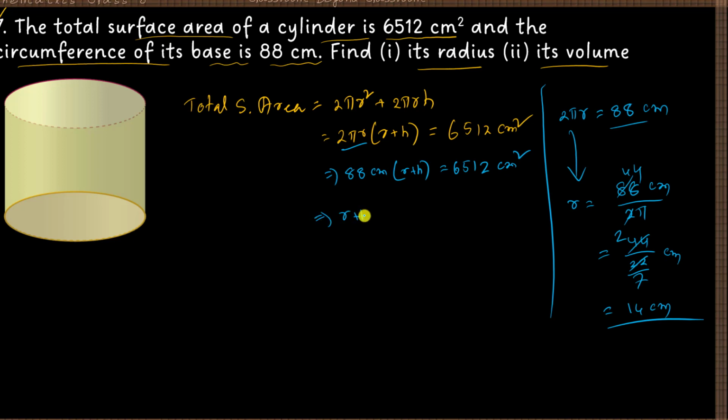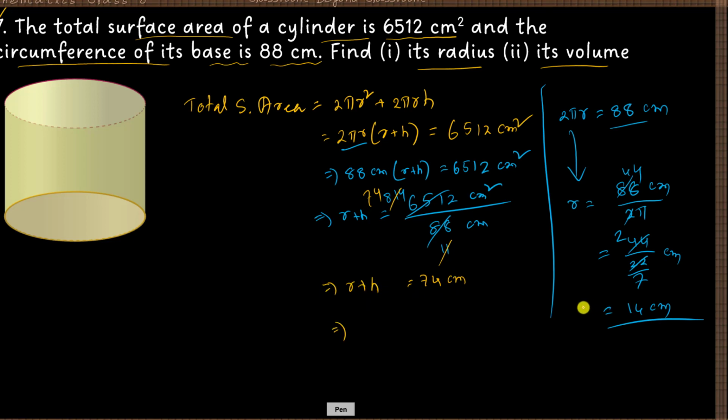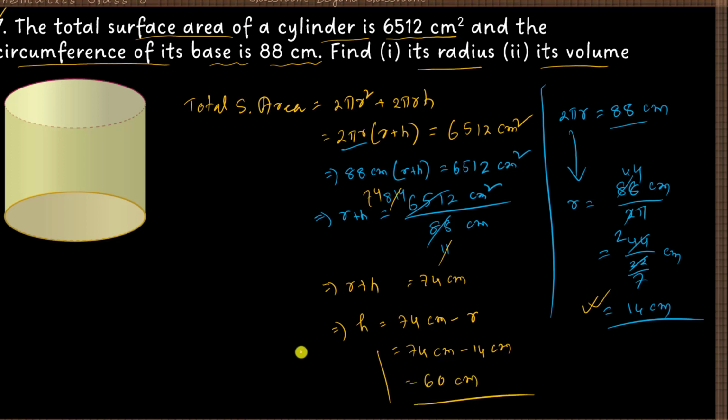So from here r plus h is equal to 6512 centimeters square divided by 88 centimeter. 8 11s are 88 and 8 8s are 64, then 8 1 and 8 4. So again 11 7s are 77 and 11 4s are 44. So this is equal to 74 centimeter, and this is r plus h. So r is equal to 14 centimeters. So therefore h is equal to 74 centimeter minus r, that is equal to 74 centimeter minus 14 centimeter, equal to 60 centimeter. Height is equal to 60 centimeter.